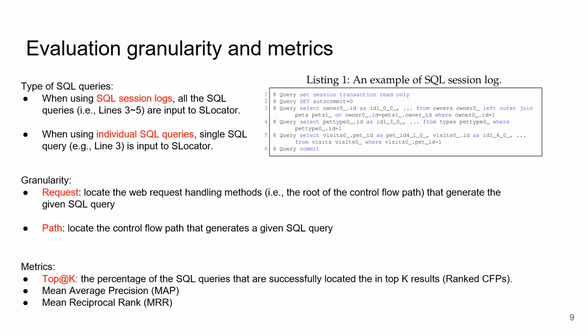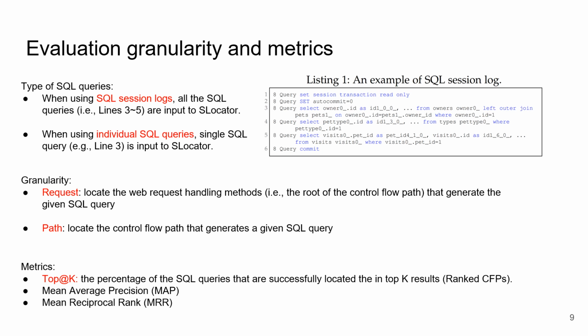The approach supports different types of SQL queries as input. When using SQL session logs, all the SQL queries are input to SLocator. When using individual SQL queries, a single query in the session logs is input to SLocator. The approach also supports different granularities to locate the SQL queries. For request granularity, the approach locates the web request handling methods that generate the given SQL query. For path granularity, the approach locates the control flow path that generates a given SQL query.